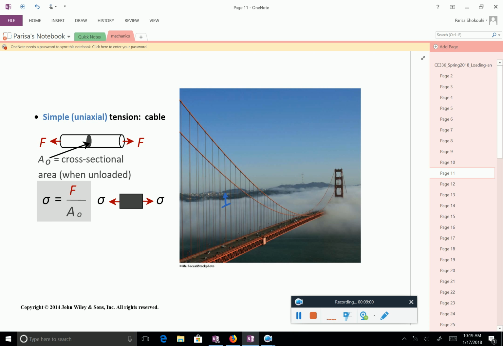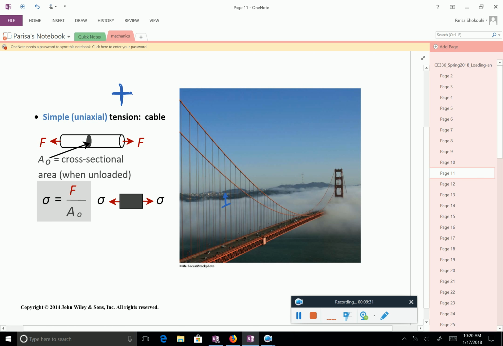In mechanics, typically if we have tension, we use positive stresses and strains. This is the opposite, for example, in soil mechanics. Compression is positive. But in mechanics, and in this class, we use positive stresses for tension and negative for compression. Just a convention, nothing to worry about.